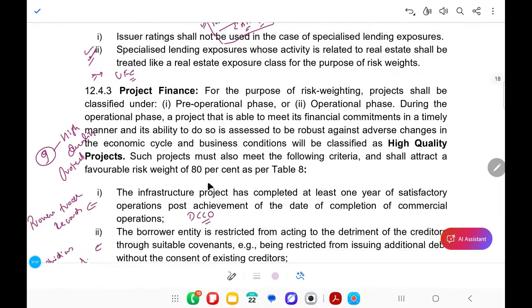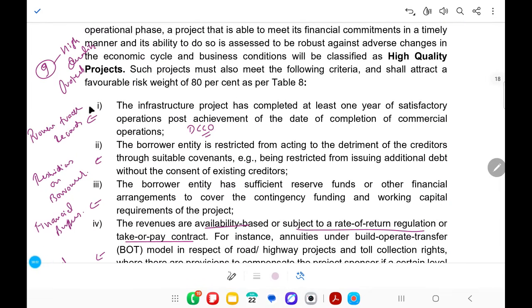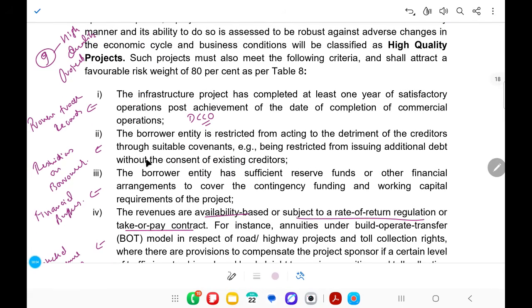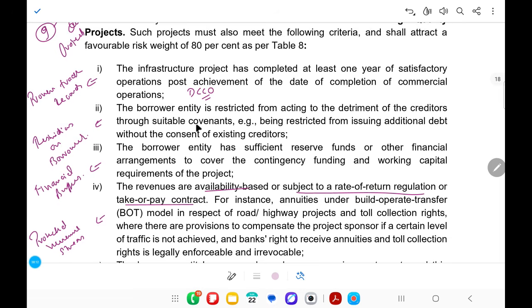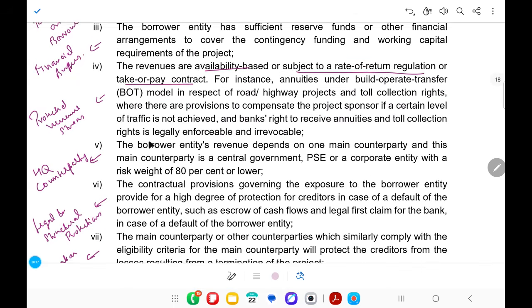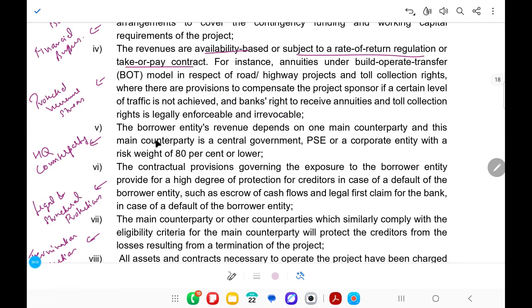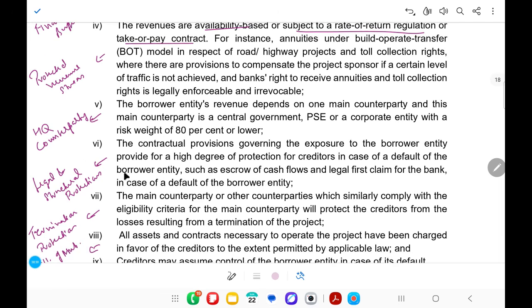So friends, you are seeing these 9 criteria about project finance. So what are these 9 criteria? There must be a proven track record. Second condition is there should be restrictions on the borrower. The borrower cannot take any action which is detrimental to the creditors. Okay, there should be suitable confidence regarding this. Third one is for maintaining sufficient reserve funds. Fourth one is protected revenue streams. Fifth one is that there should be at least one main counterparty, and that counterparty must be of lower risk. Okay, that you can call a high quality counterparty.